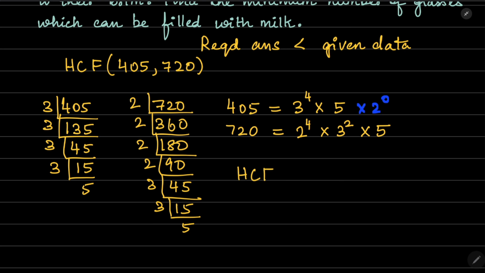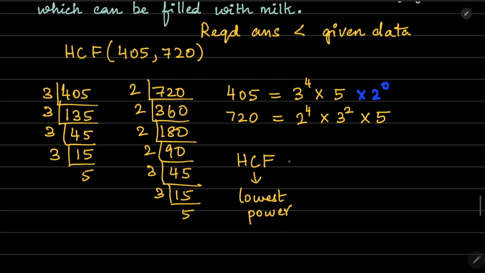For HCF, you have to take the lowest power of the common prime factors. So for 2, what is the lowest power? It's 2 to the power 0. For 3, the lowest power is 3 square. So 3 to the power 2. And for 5, it is 5. So the answer is going to be 3 square, which is 9, multiplied by 5, that is 45.